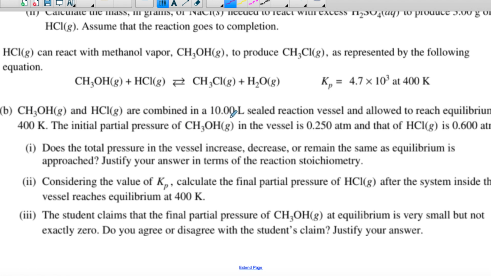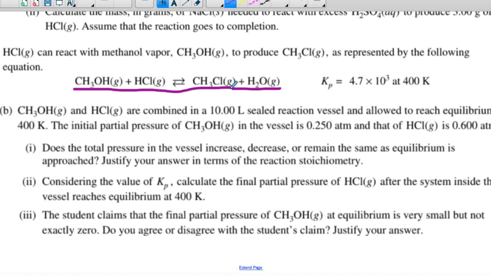These two things are combined in a 10-liter vessel and allowed to reach equilibrium at 400 Kelvin. The initial pressure of the CH3OH is 0.25 and HCl is 0.6. Does the total pressure increase, decrease, or remain the same when you go to equilibrium? Justify your answer in terms of the reaction stoichiometry. So let's not even try to do math with it. Let's just look at the problem. How many moles of gas are there on the left? 2. Look over on the right.